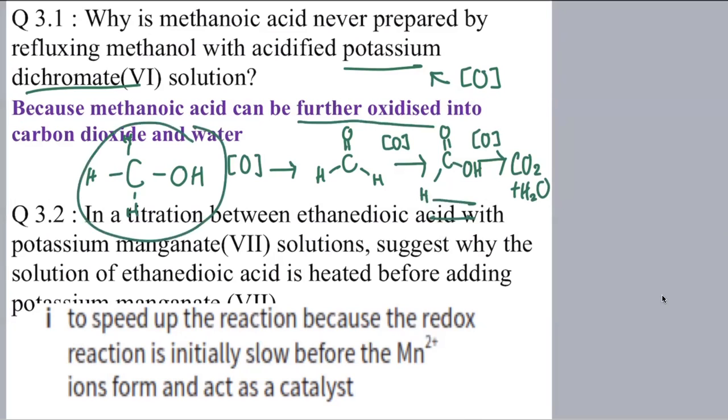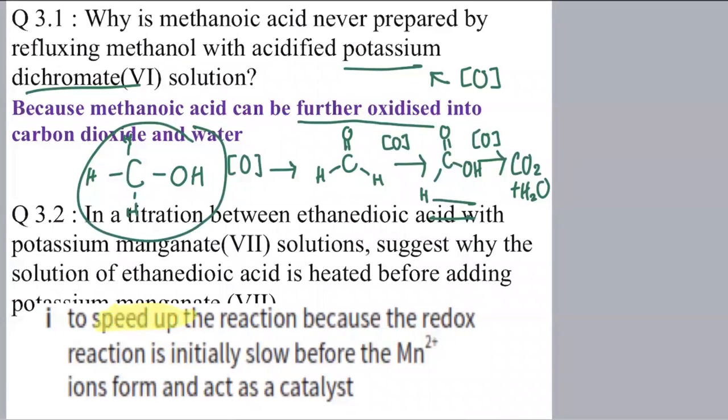The next question: in a titration between ethanedioic acid with potassium manganate, suggest why the solution of ethanedioic acid is heated before adding potassium manganate. Usually when you need to heat a reaction or supply light to a reaction, this is because the reaction is slow. You just need extra energy to overcome the activation energy. So basically we heat it because we want to speed up the reaction.